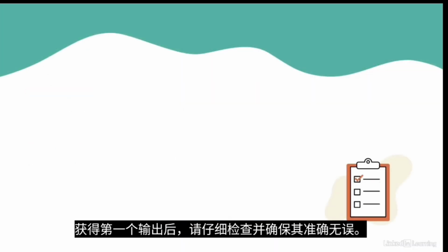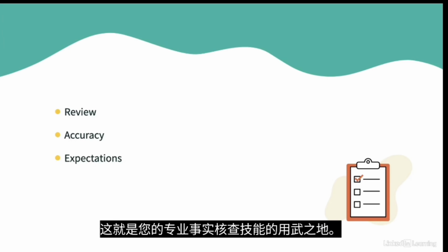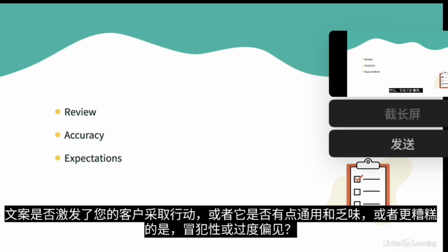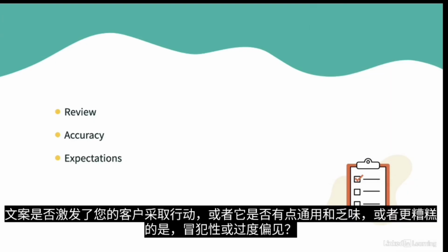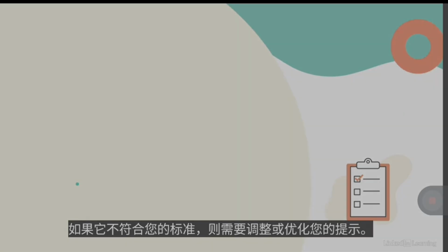Once you get your first output, review it closely and make sure it's accurate. Are you certain everything's grounded in truth and not simply made up? That's where your expert fact-checking skills come in. Then, review it for intent. Does the copy inspire your customers to take action, or is it a bit generic and dull? Or worse, offensive or overly biased? If it doesn't meet your standards, you'll need to adjust or refine your prompt.